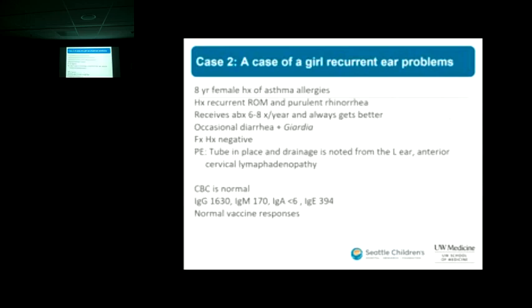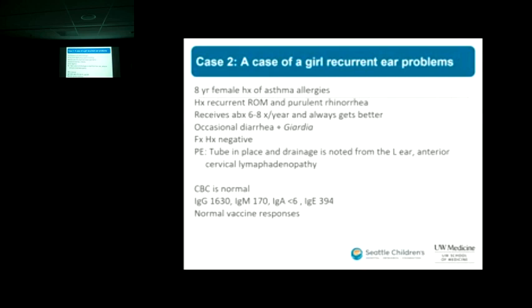Okay, let's talk about this one. This is a case of a girl with recurrent ear problems. This is an 8-year-old female, who has a history of asthma and allergy. She has a history of recurrent ear infections and very frequent purulent rhinorrhea. She receives antibiotics anywhere between 6 to 8 times a year. She always gets better. She has occasional diarrhea. It's been identified as giardia. Her family history is negative, and on physical exam, she has a myringotomy tube in place, and there's drainage from the left ear. She does have some cervical adenopathy.